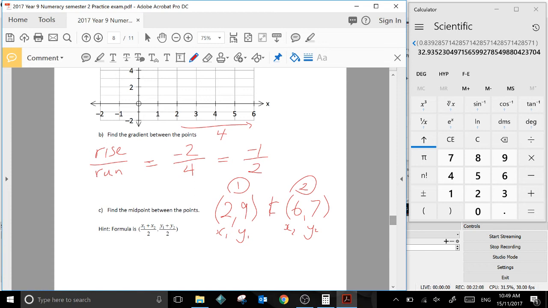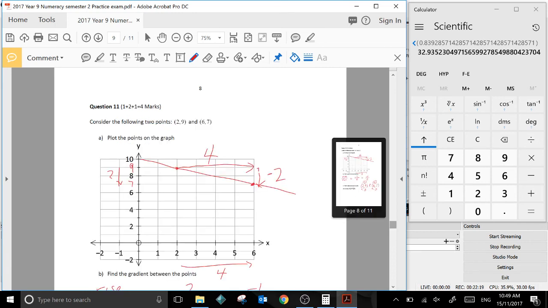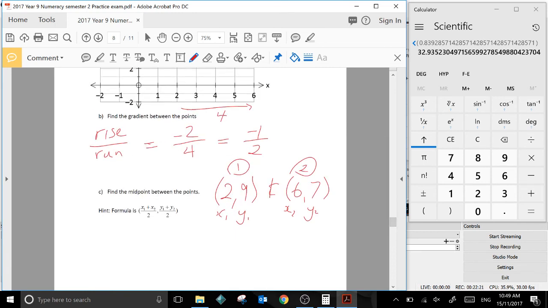So now I just need to plug all of these numbers in. So x1 is 2, y1 is 9, x2 is 6, and y2 is 7, and I just need to put those numbers into that formula. So let's do that. x1 is 2, so it's going to be 2 plus x2 is 6. So 2 plus 6 over 2. And the y value is going to be 9 plus 7 over 2. And that works out.